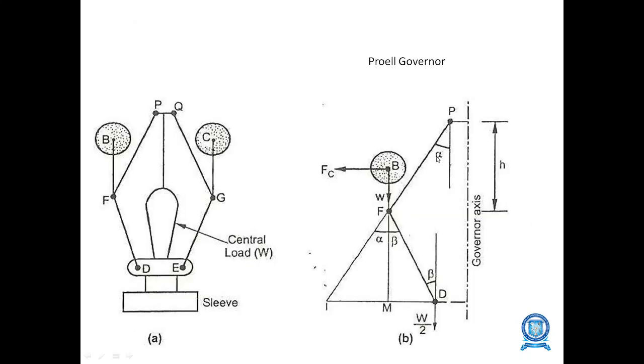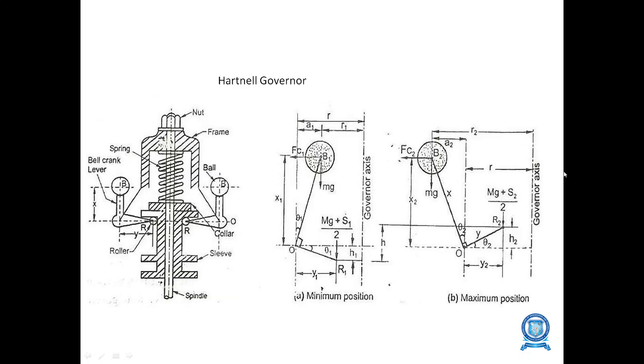So this is the diagram representing the Proell governor in which the balls are attached to an extension link which is the extension of the lower link. So this is the difference between Porter and Proell. The ball is attached to the extension of the lower link. So this is Hartnell governor in which the spring is at the center. When the ball is moving outwards, the sleeve moves upwards against the compression force of the spring. The spring exerts a force downwards.